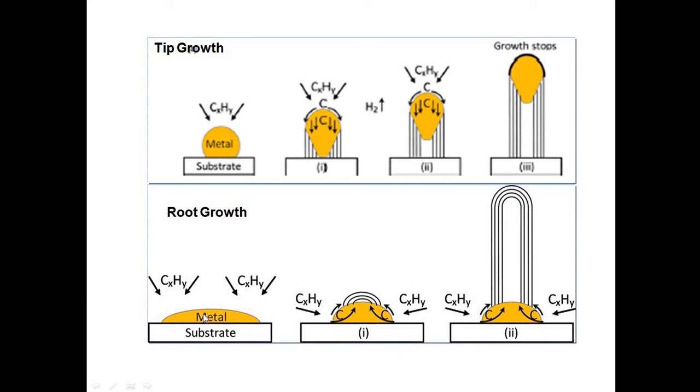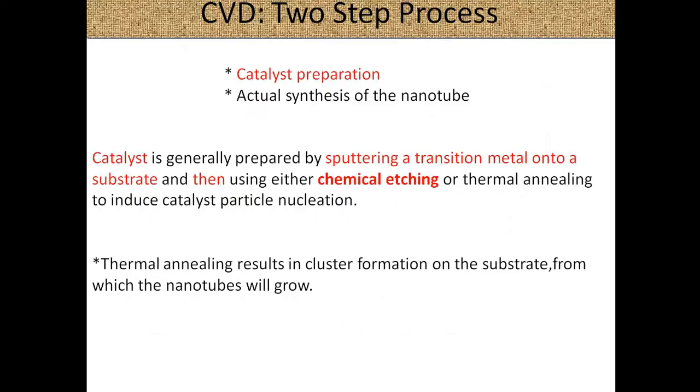Another is root growth, in which the catalyst acts as a root, and on the surface of the catalyst the growth of carbon nanotube takes place. You see here, the substrate on which the catalyst is coated, the carbon source comes and it will grow on the surface of the metal, and in this way the growth takes place. So these are the two mechanisms of growth of carbon nanotube: tip growth and root growth.